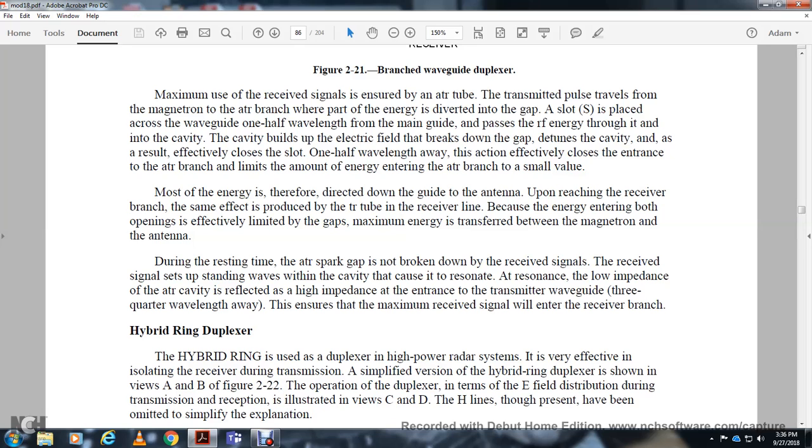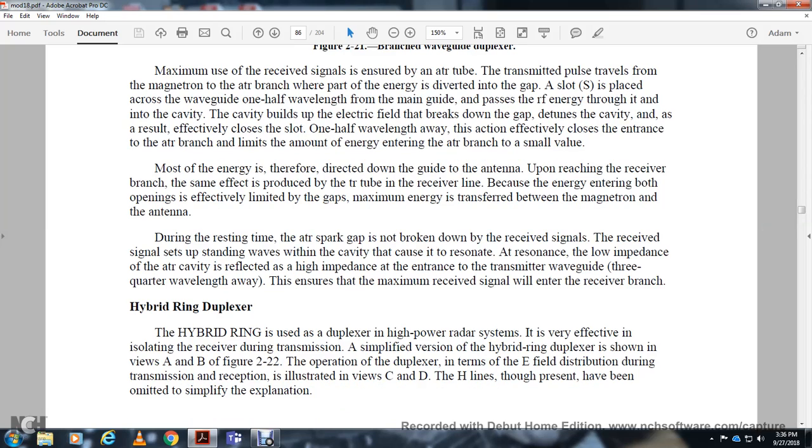receiver branch. The same effect is produced with the transmitter receiver tube with the receiver line coupling the energy entry for both of the openings, effectively limited by the gap, with maximum energy transfer between the magnetron and the antenna during the resonant time of the anti-transmitter receiver. The spark gap that's broken down with the receiver signal, the receiver sets up the standing wave of the cavity that covers the resonance, with the low impedance with the anti-receiver. The anti-transmitter receiver cavity is reflected as high impedance and transfers to the transmitter waveguide a three-quarter wavelength of the way, to ensure the maximum receiver signal will enter the receiver branch.